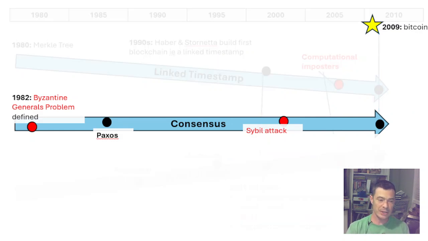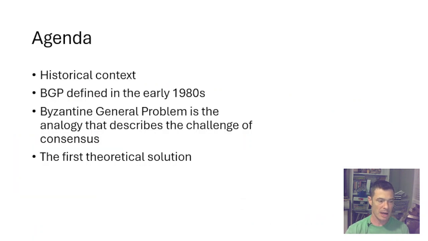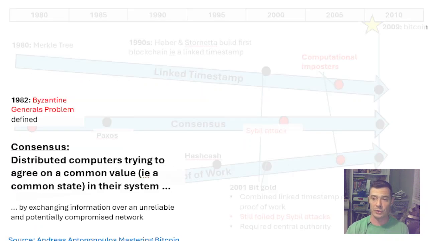And Bitcoin is a solution to the consensus problem. But over the next few lessons, we're going to understand deeply the problem of consensus, and knowing the ins and outs and different angles of this problem is a key piece to understanding how Bitcoin works and how Bitcoin solves it.